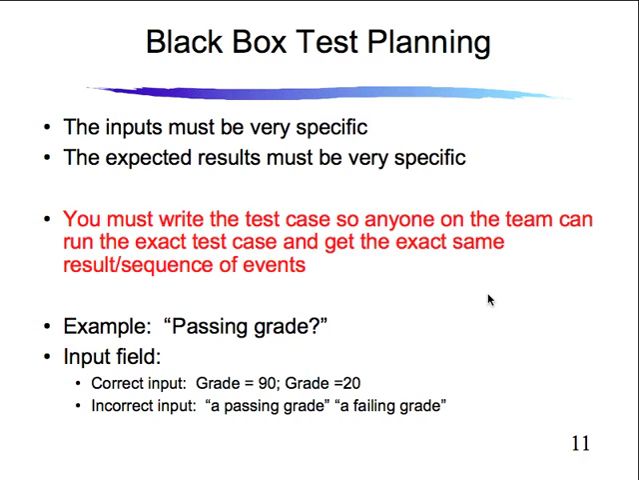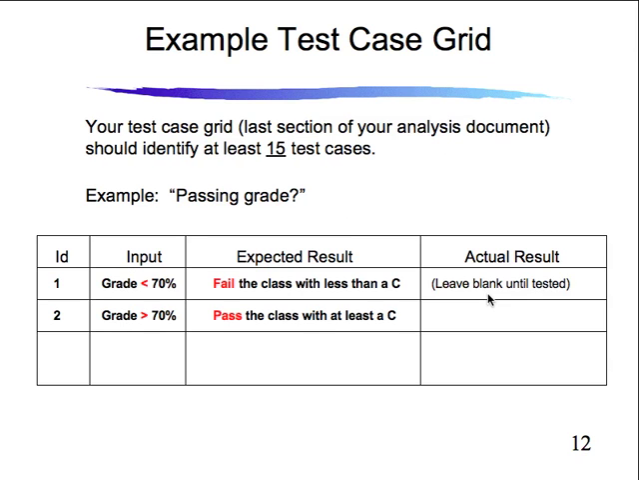So it leads to interpretation. So that would be a bad example of input. So the test case grid, the last section of your analysis document, is going to have 15 of these in there. And as an example here, passing grade. So we have grade is smaller, and this is ID number 1 and ID number 2.